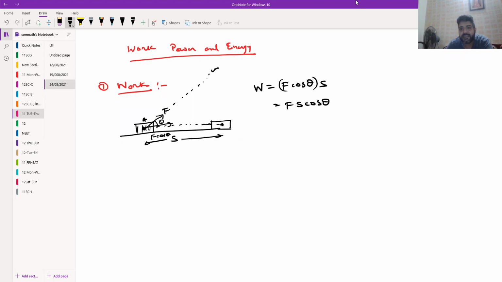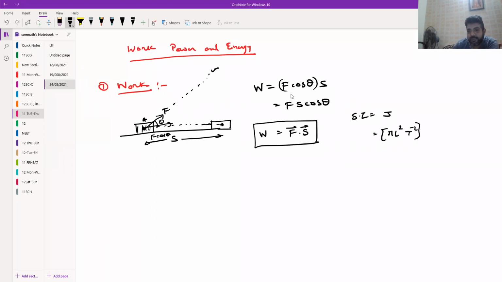Now here I can realize one thing. Force is a vector quantity, displacement is a vector quantity, and work done is a scalar quantity. As I already mentioned in the chapter on vectors, whenever you multiply two vector quantities and the resultant is a scalar quantity, that is the vector dot product, or scalar product. So I can write F dot S is the work done. The SI unit is joule, dimension ML squared T minus 2, and the third important thing is that work done is a scalar quantity.